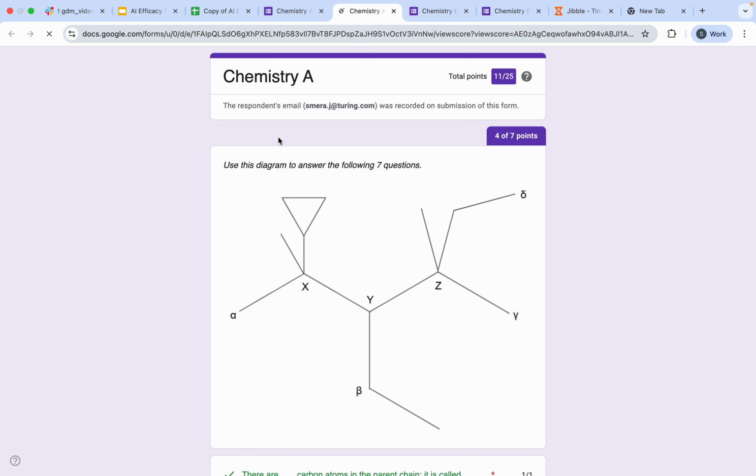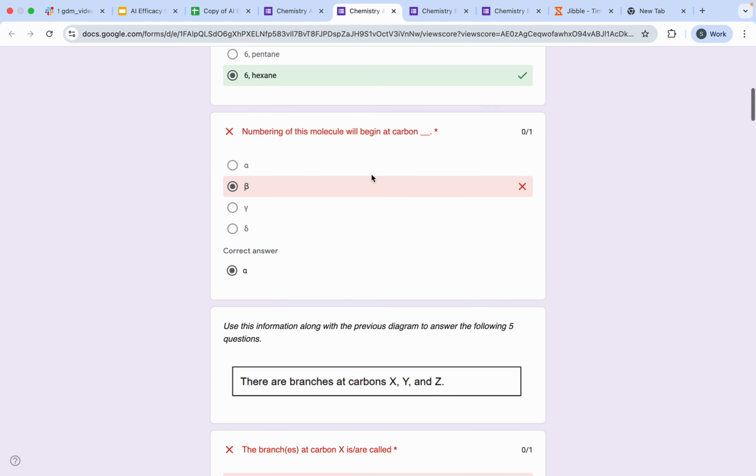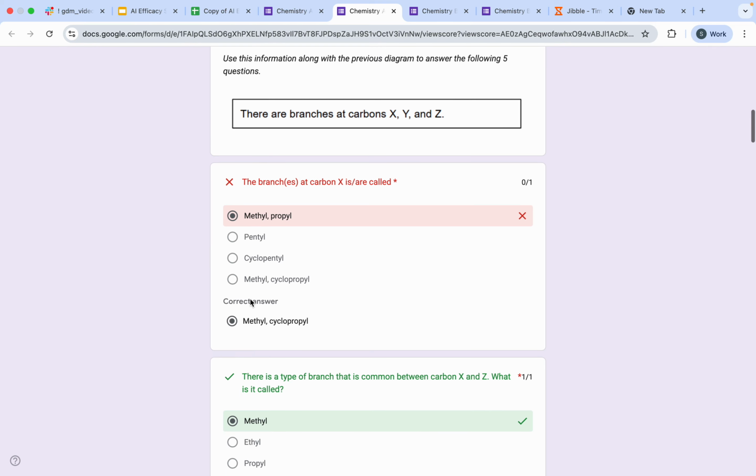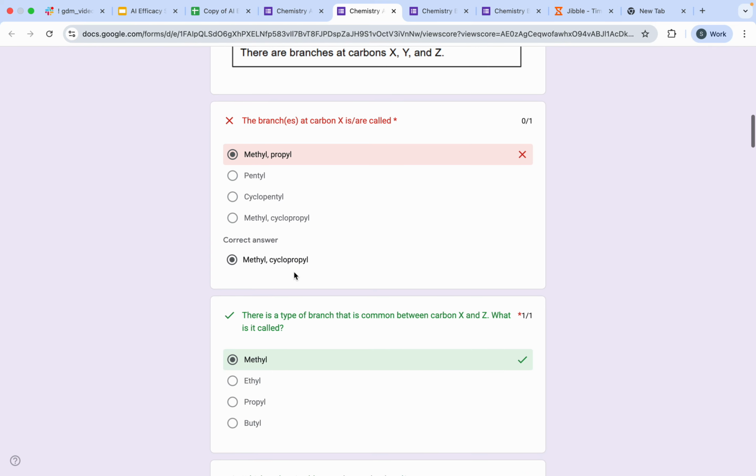Now we can view the score. Okay, it is 11 out of 25, which means I have improved. Okay, great job. Yeah, so where I got it wrong, the numbering of this molecule will begin at carbon alpha, not beta. Okay, this is methyl and propyl.